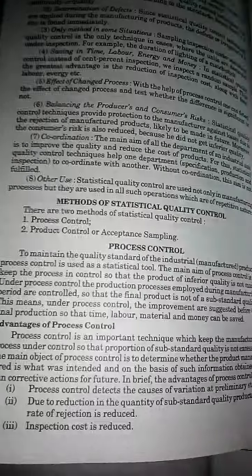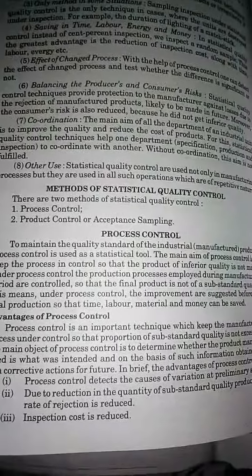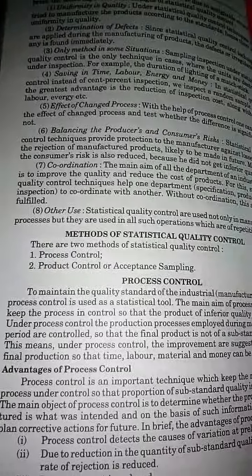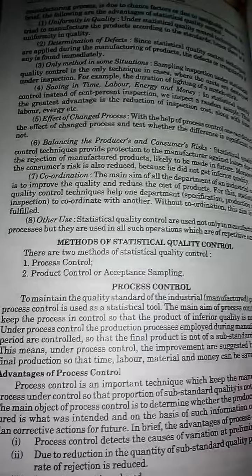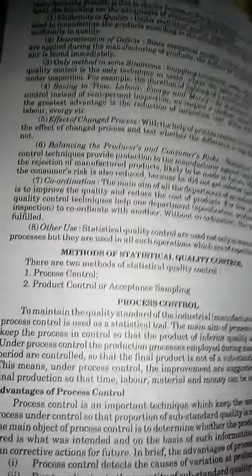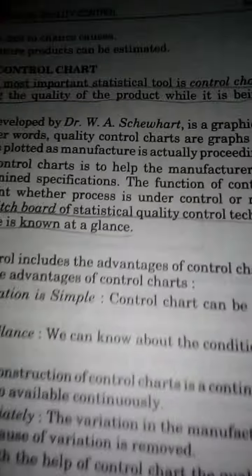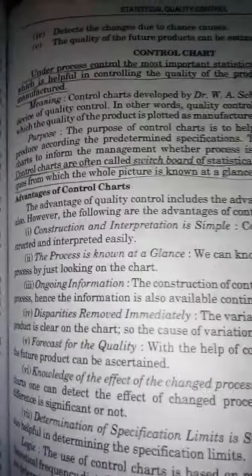Now it's about the method of statistical quality control. There are two methods, mainly process control and product control. Here we go through only process control. Here, control chart, we will understand about it.